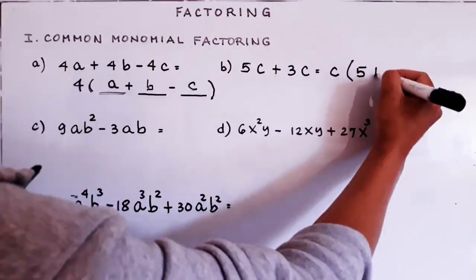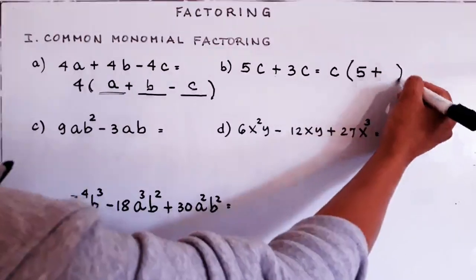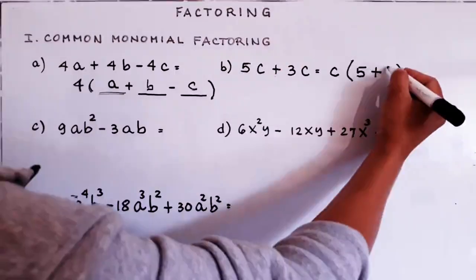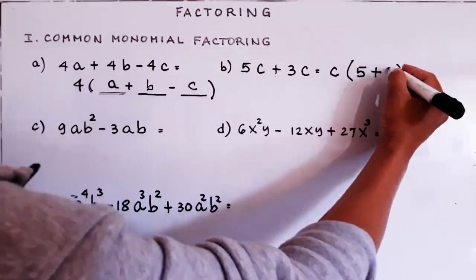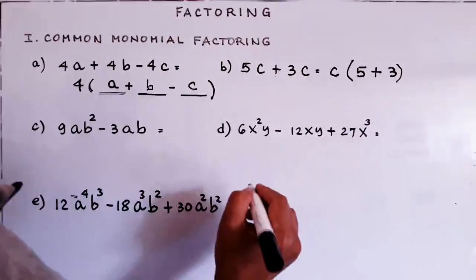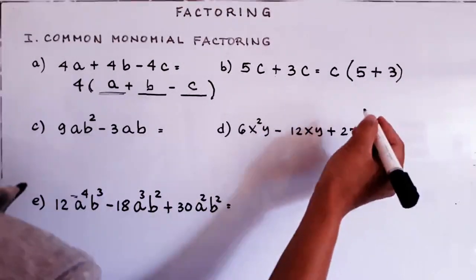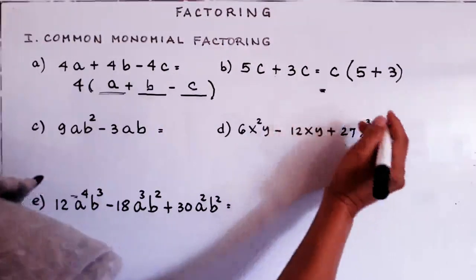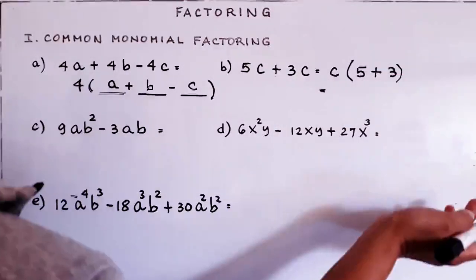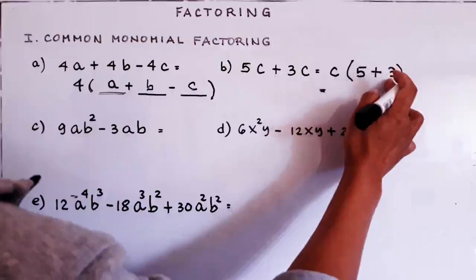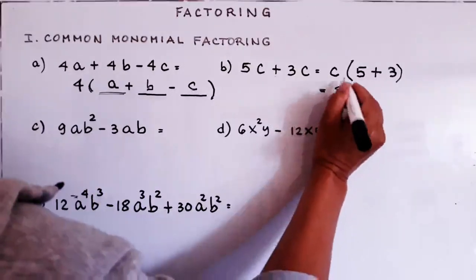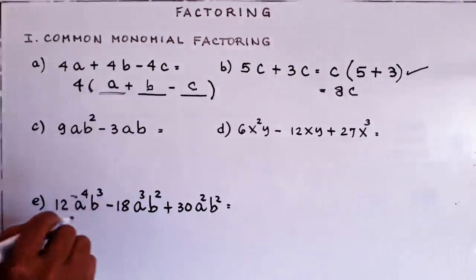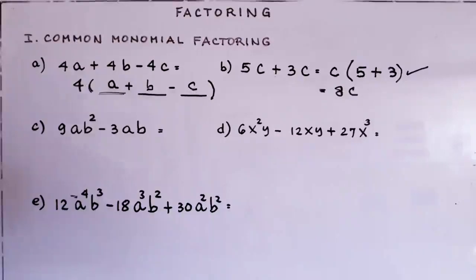Plus, don't forget to have binomial here. Binomial there. So 3c divided by c, cancel the c, and you have here the 3. If you are going to simplify, that is our common monomial factoring. But if you are going to simplify, and you say, teacher, that's like terms. Okay, fine. You add 5 plus 3. So you give 8, and then you write the c. But we are just going to show you how to factor that with common monomial factoring.